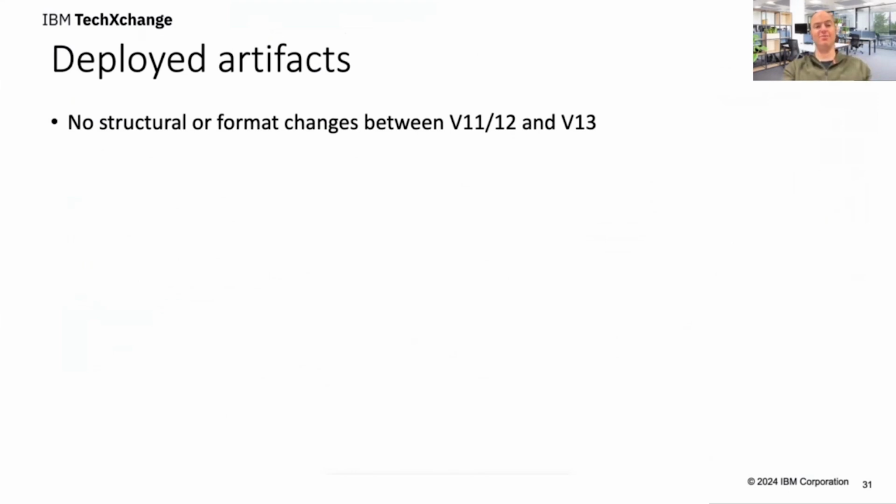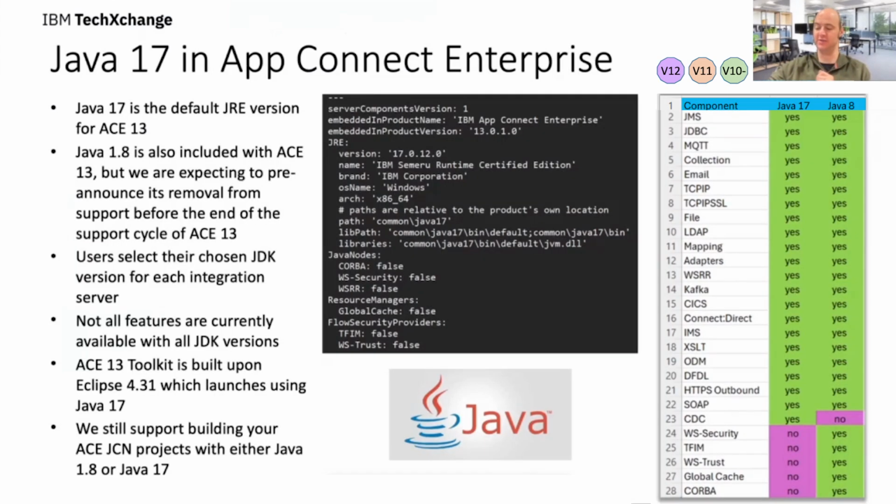Deployed artifacts, again, have no structural changes worth mentioning in this area. And now we start getting on to some of the bigger gotchas for version 13, and that's around Java 17.